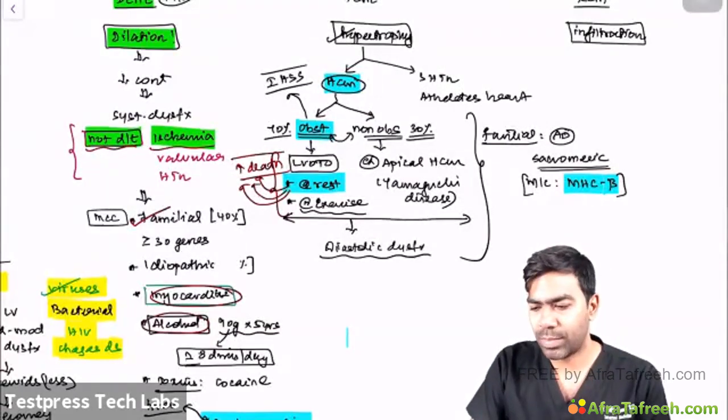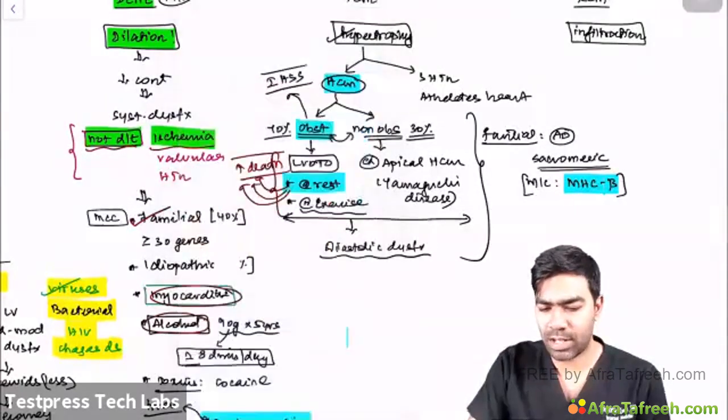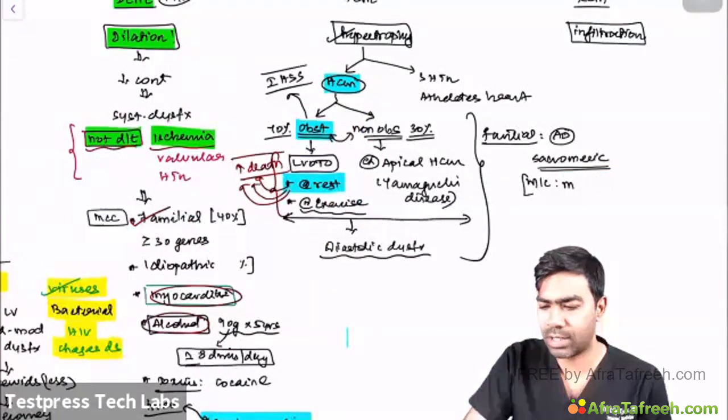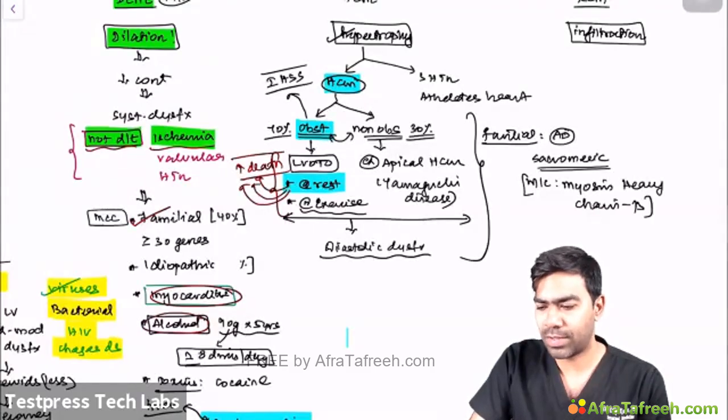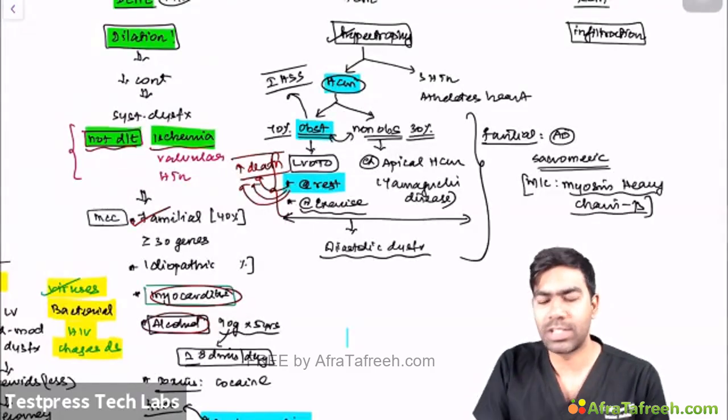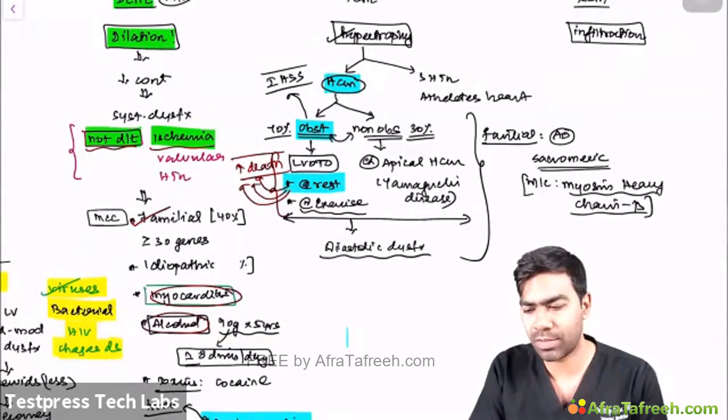Clear? So beta myosin heavy chain, I'll write it. It's better, otherwise you can confuse it with major histocompatibility complex. So that is myosin heavy chain. Beta, that is beta myosin heavy chain. This is going to be the most common gene associated with hypertrophic cardiomyopathy in the first place. And there are many other sarcomeric genes that can be involved in the development of hypertrophic cardiomyopathy.